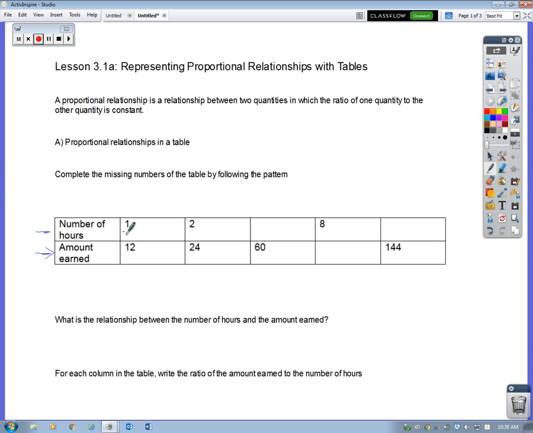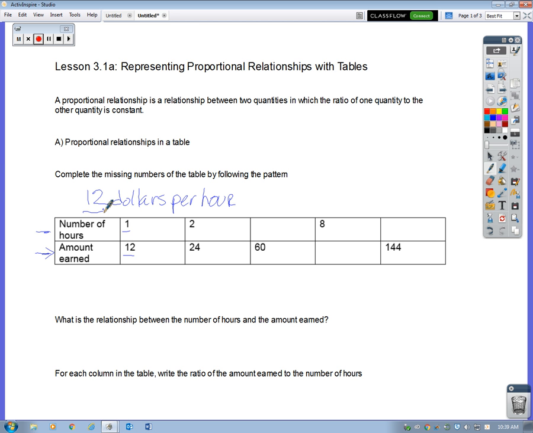We have 1 hour, and we've earned $12. So now we know that we're going to earn $12 per hour. So for 2 hours, we earn $24. Okay, that sticks with our $12.